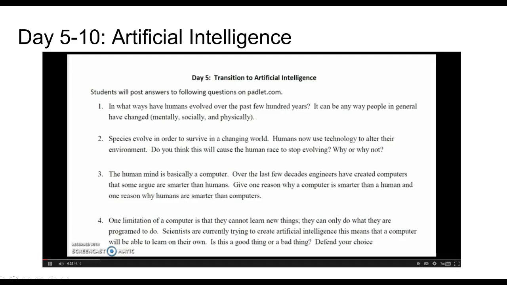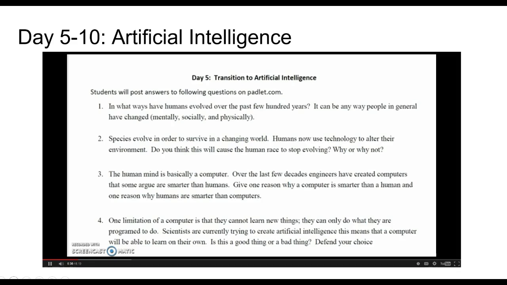Hello, at this point of the lesson we're going to be transitioning from evolution through natural selection to artificial intelligence. So at this point the students should have a good idea about what natural selection is, and now we want to get the students to think about how natural selection impacts humans, and they're also going to learn a little bit about what artificial intelligence is, and they're going to try to make connections between the development of artificial intelligence and human evolution through natural selection.